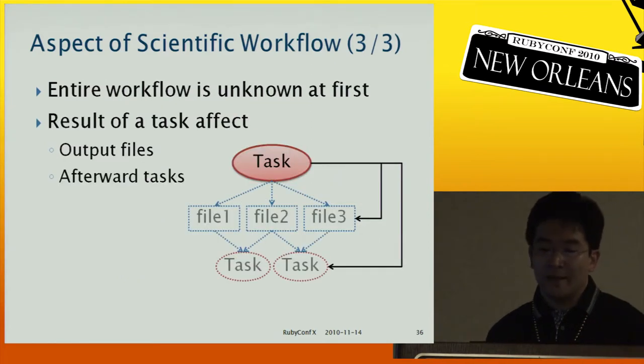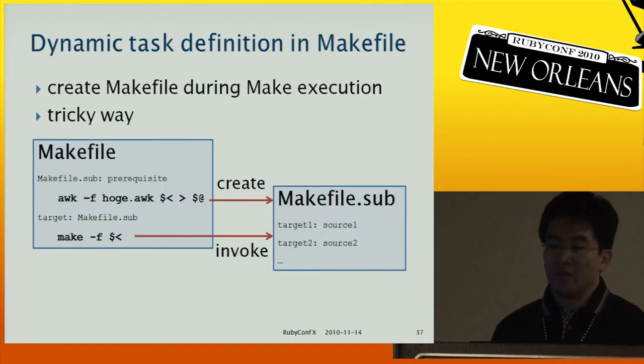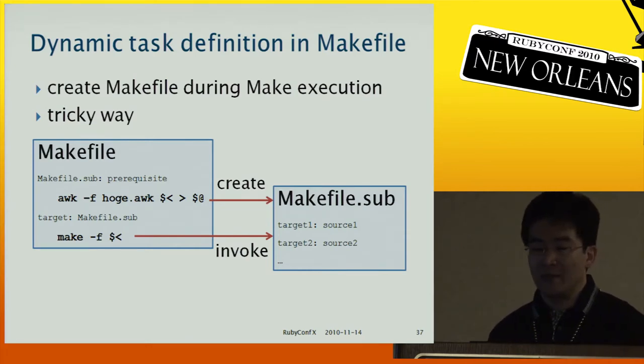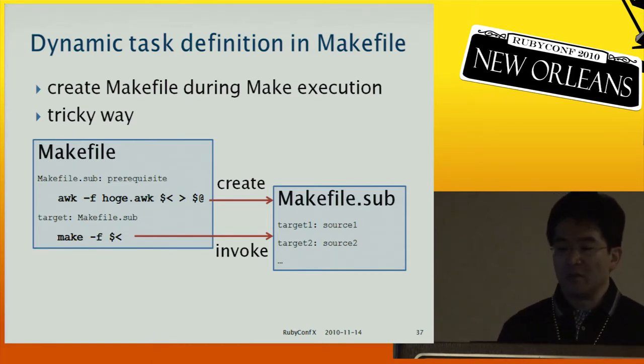The third one is the case where the entire workflow is unknown at the beginning of the workflow. It will happen if the rest of the output files will be determined after a former task is finished. In such a case, a dynamic task definition is required. Dynamic task definition can be written in Makefile by dynamically creating a Makefile during the execution of the Makefile. I feel it is tricky because it requires another tool such as Awk to create the Makefile.